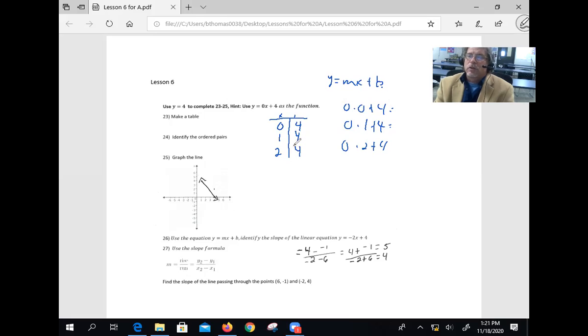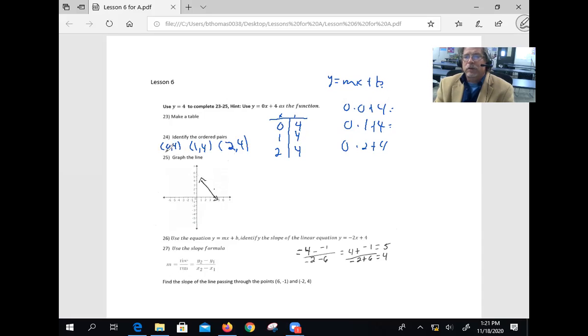So that was our table, and I believe you had the table correct on that. So 23 you had correct. So the ordered pairs would be 0, 4, 1, 4, and 2, 4. So you had, I think 24 was also correct. Where we went awry is the graph.